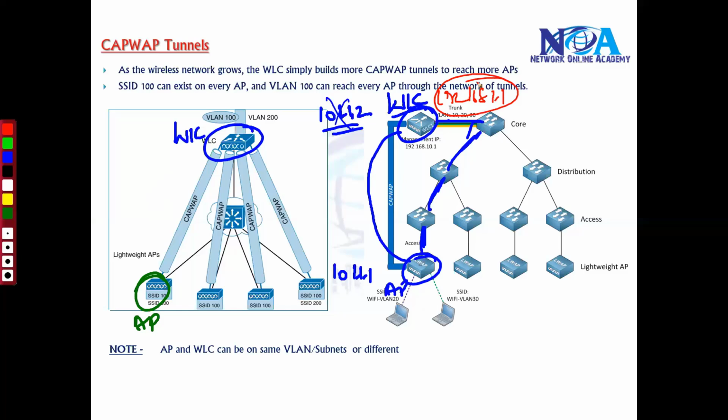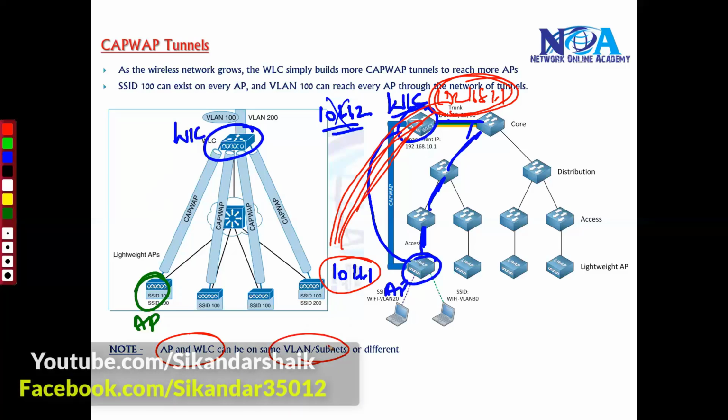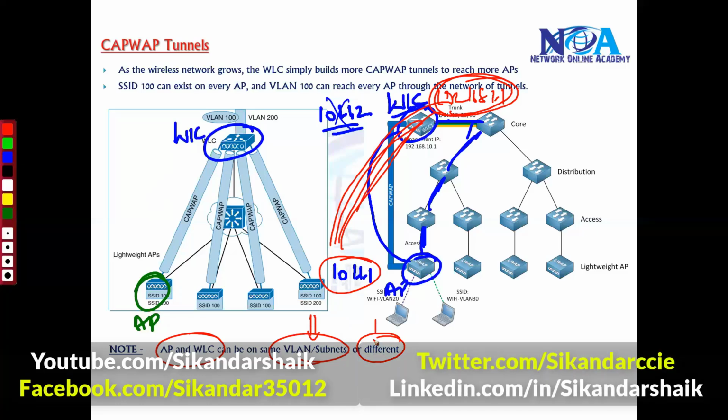That doesn't matter. As long as you have reachability between the access point and the WLC, we can still establish the CAPWAP tunnels. So the AP and the WLC need not be on the same subnet. They can be on the same subnet or on different subnets. It's not compulsory to be on the same subnet.